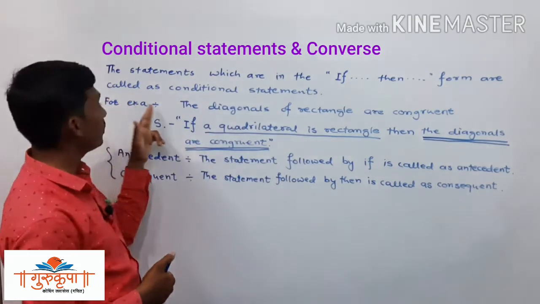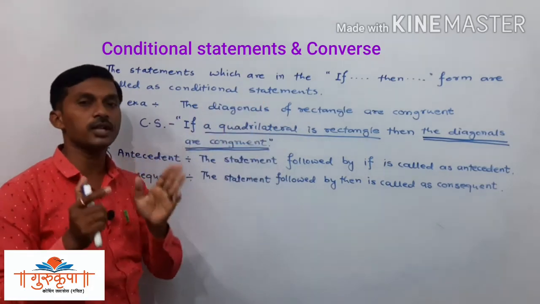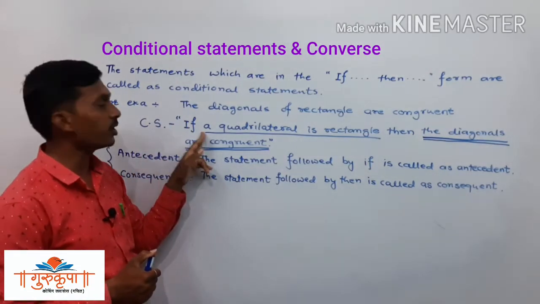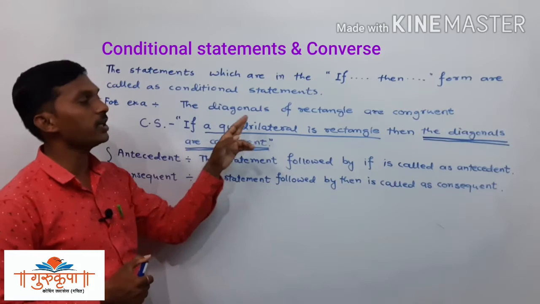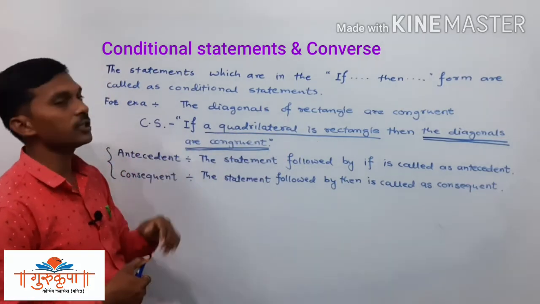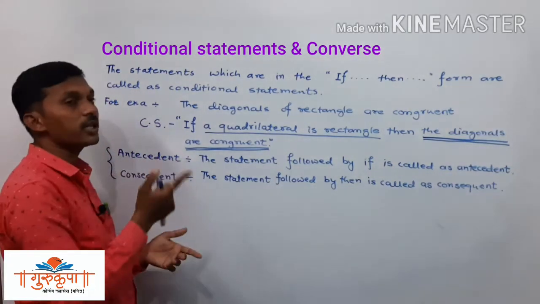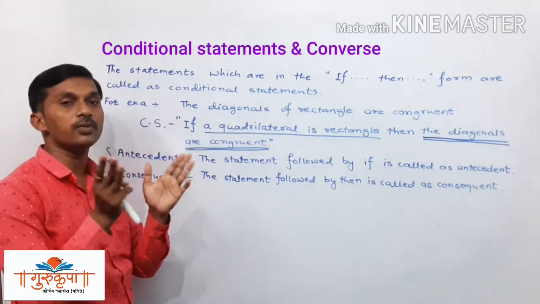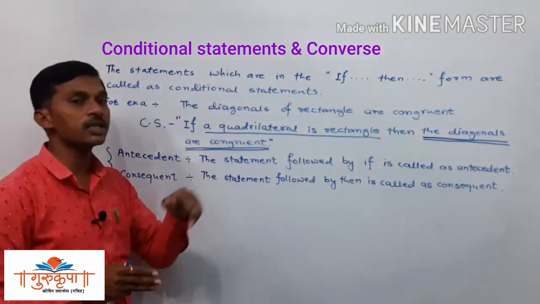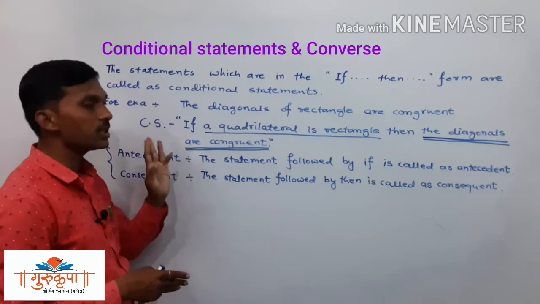Here we take an example. This is a simple statement: the diagonals of a rectangle are congruent. And we write it in conditional statement form: if a quadrilateral is a rectangle, then the diagonals are congruent. It is a conditional statement. Now, in this conditional statement, what is the antecedent? The statement followed by the word if is called the antecedent, and the statement followed by the word then is called the consequent.